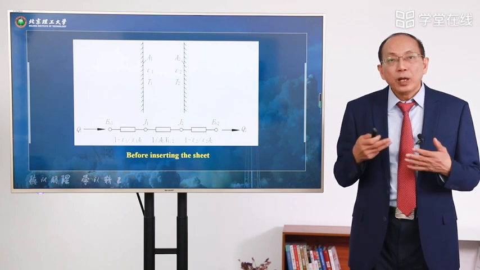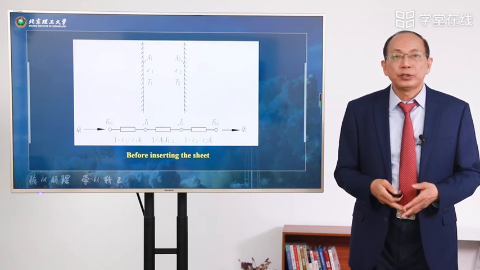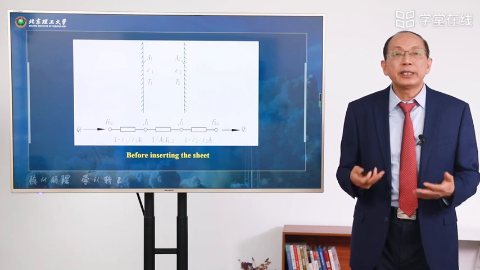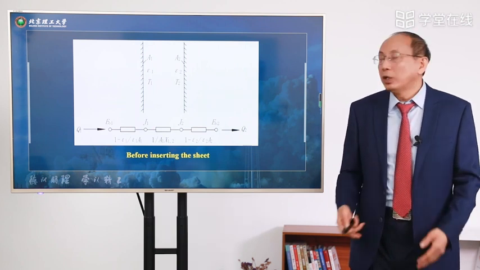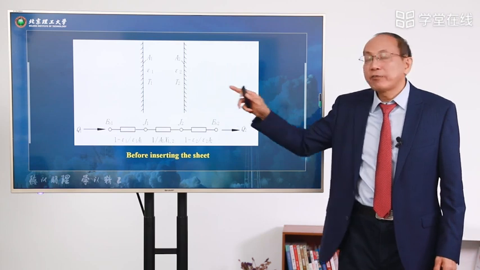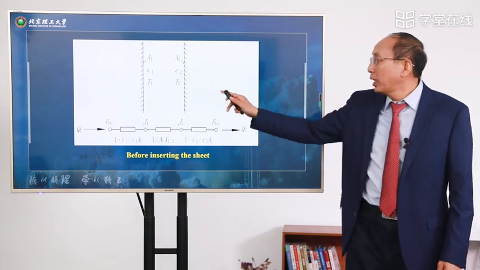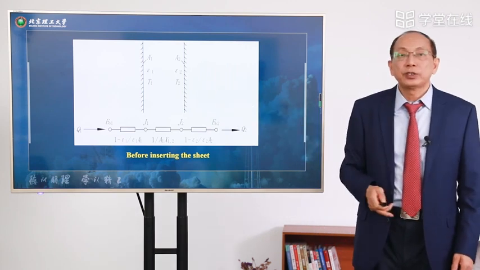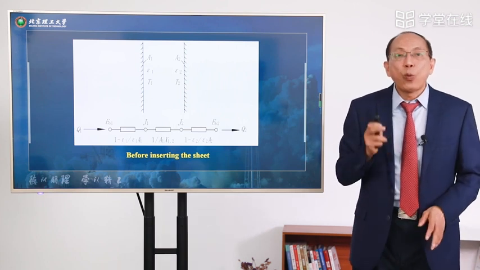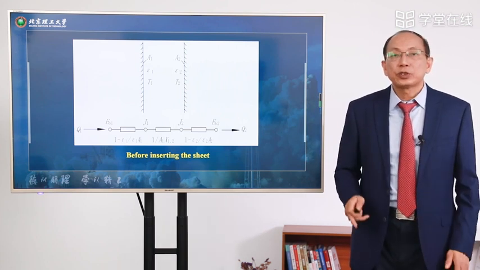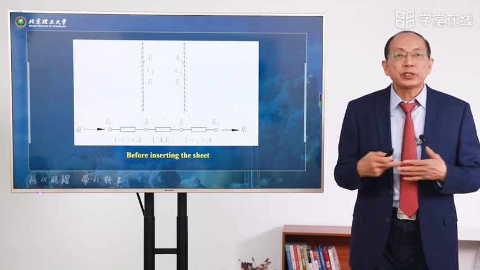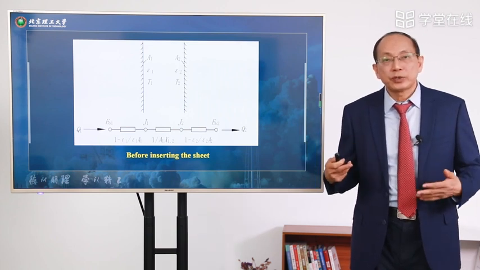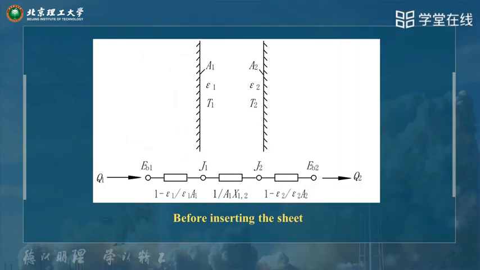Before inserting the sheet, it is very easy to calculate the heat transfer. We know there is one surface resistance, another surface resistance, and in the middle, one space resistance. So it is 3 resistances in series together: EB1 to J1 to J2 to EB2. Here is before inserting the sheet.